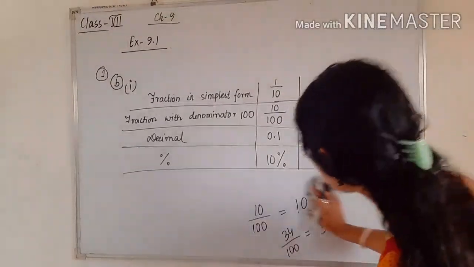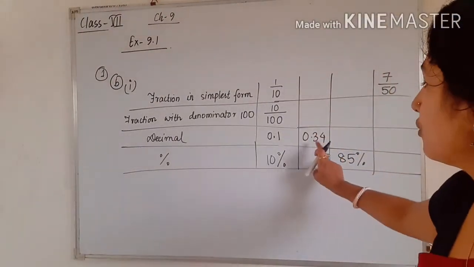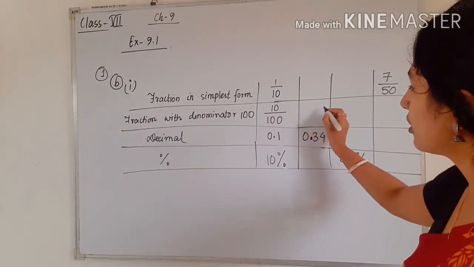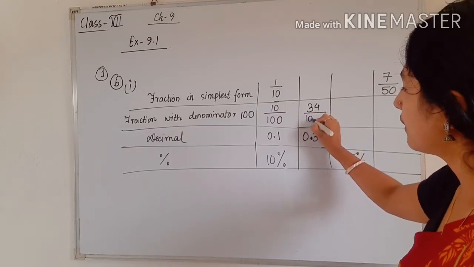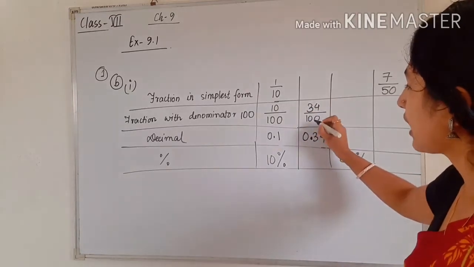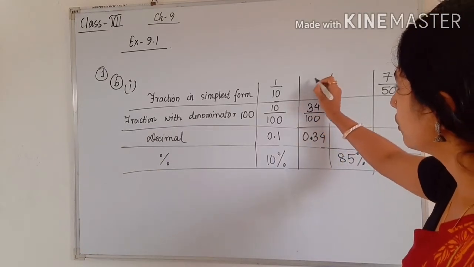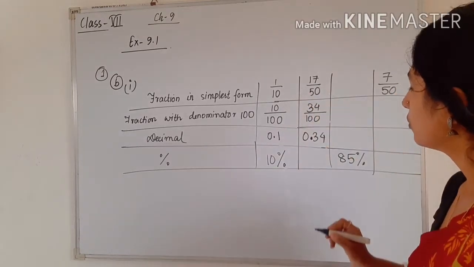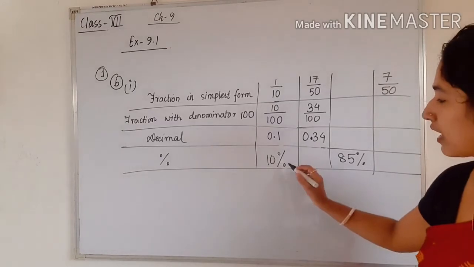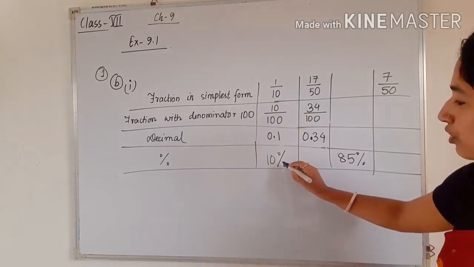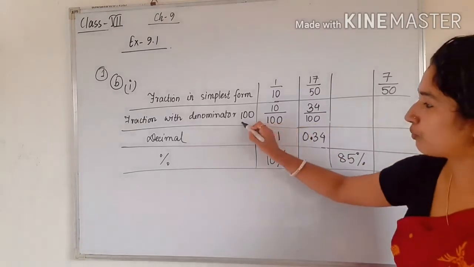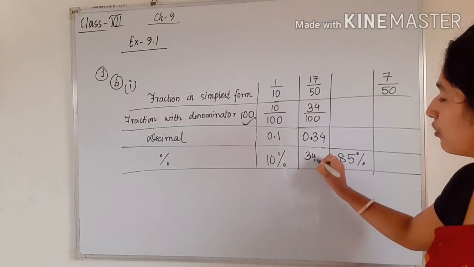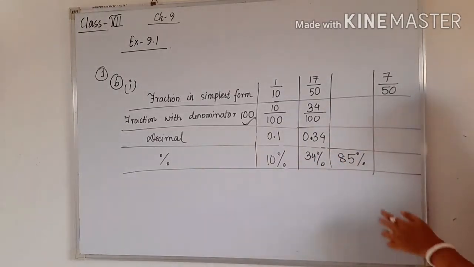So next is 0.34. In case of a fraction with denominator 100, we can write 34 by 100. Okay. And then we have to cancel it out. So after cancelling it, we'll get 17 in the numerator and the denominator will be 50. Okay, and in percentage, just like this one, I already told you to use the fraction with denominator 100 to write the percentage. So 34 by 100 will be what? 34 percentage. Okay.